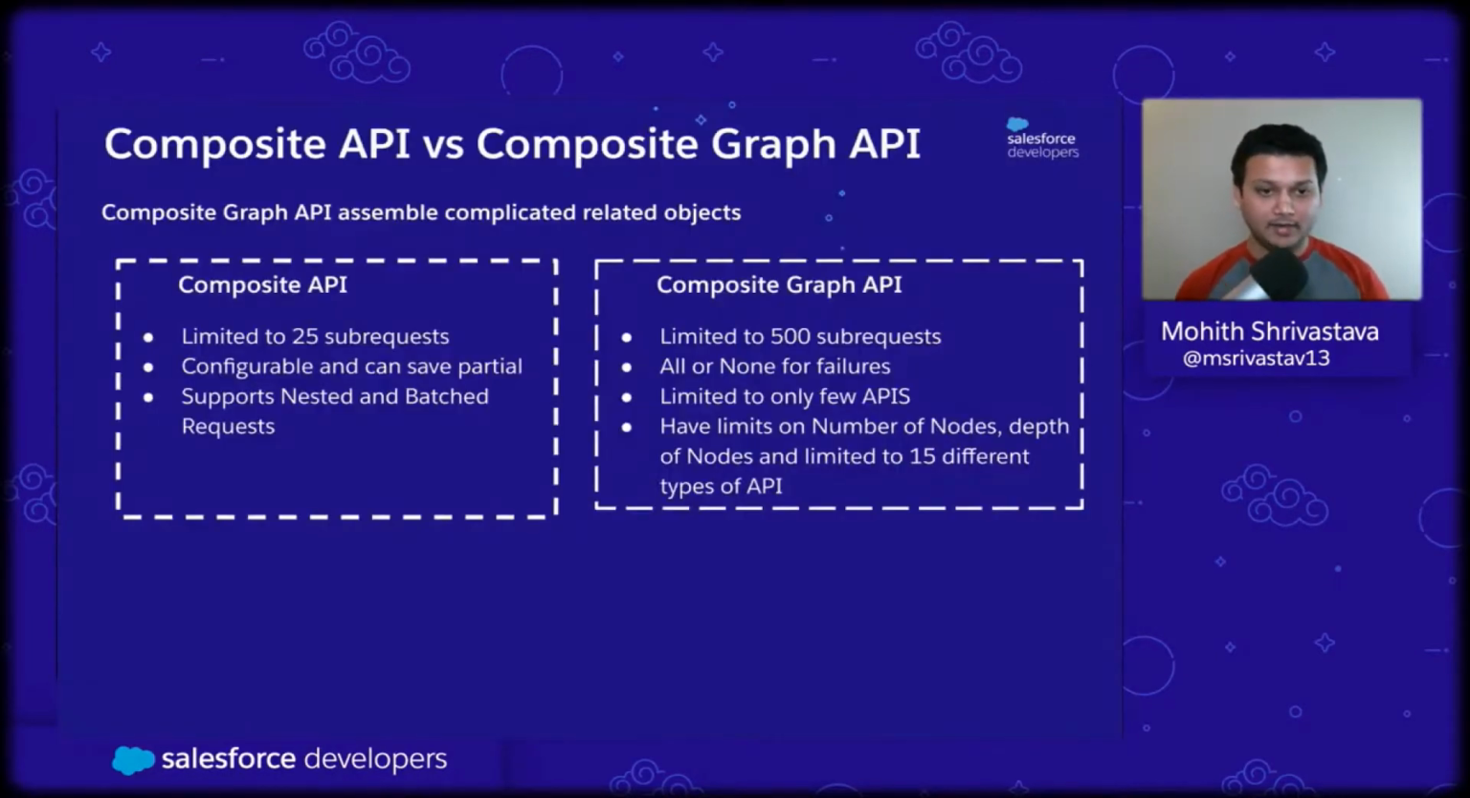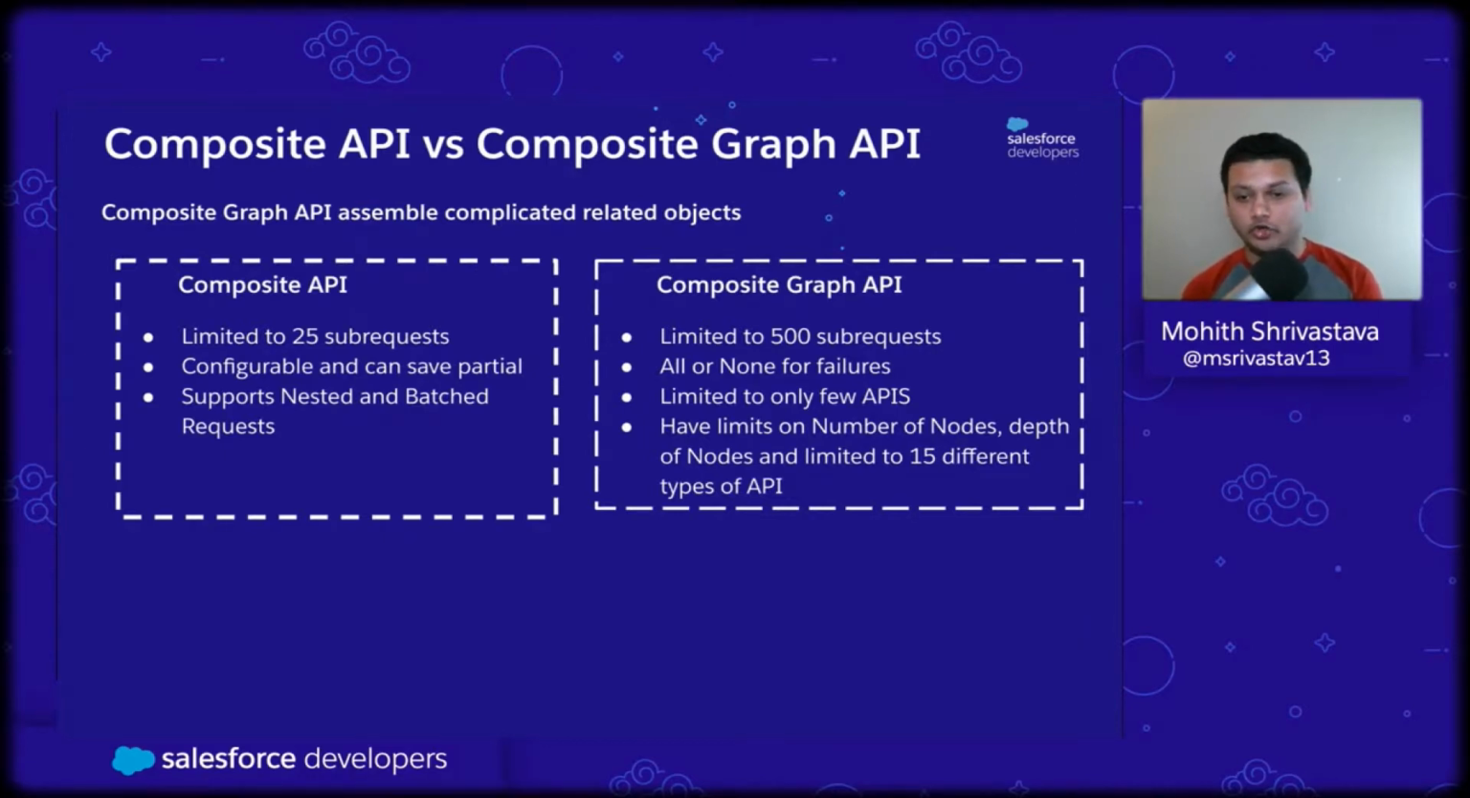So let's quickly recap a bit before we actually deep dive and start implementing it. Composite API versus Composite Graph API, right? Composite Graph API is designed for complicated related objects, right? So it is designed to assemble them, and also, it has far higher limits than Composite API. One thing you have to consider, it's all or none.